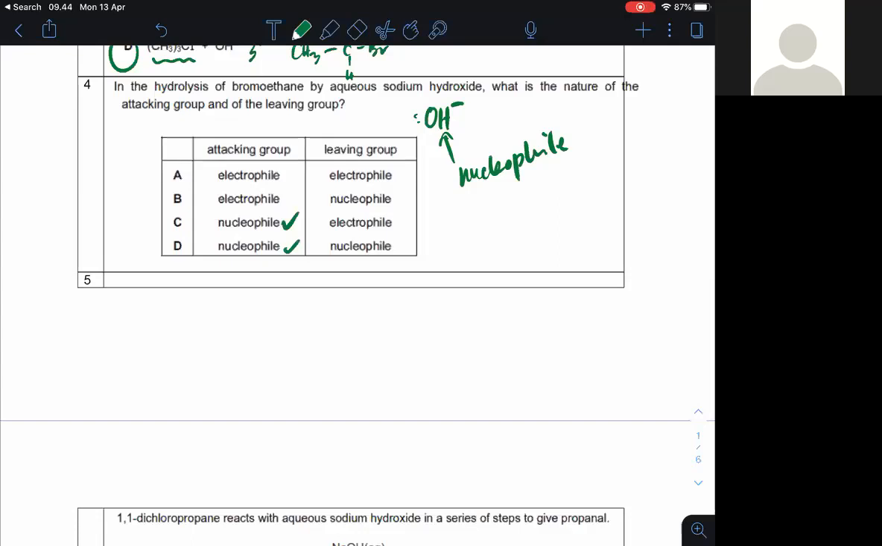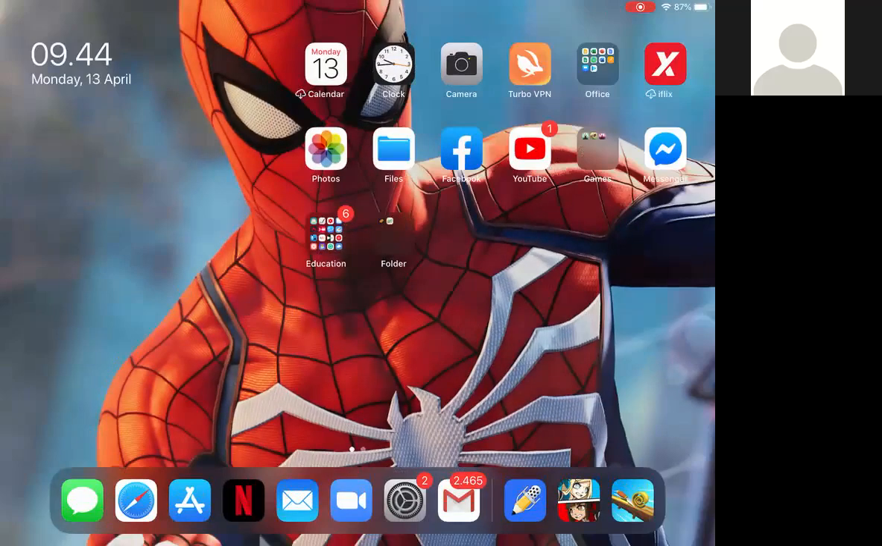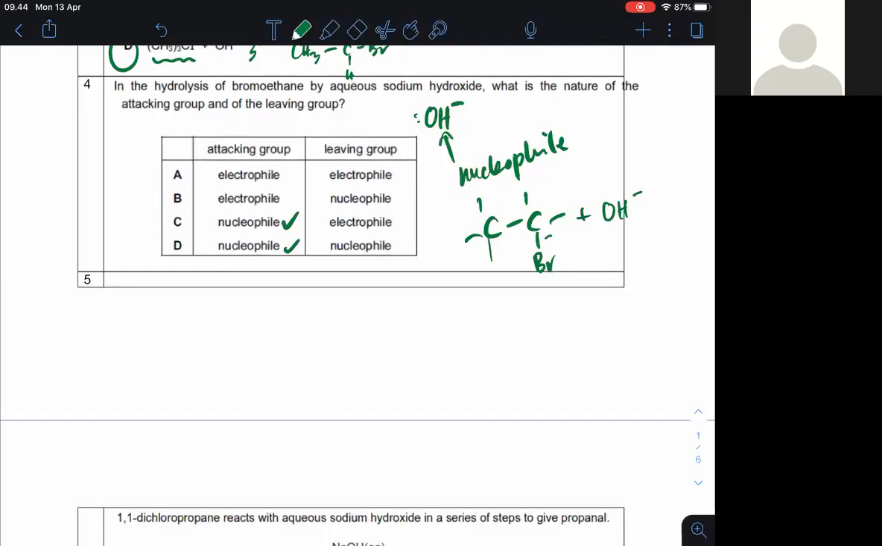But once you attack, you are going to get a carbocation, for example, if it is bromoethane. So if you have bromoethane, let's say this is Br. When I have OH minus, what's going to happen? If I put it in the form of a mechanism, delta negative, delta positive, this one will give you CH3CH2 plus, and then the OH minus will come and attack over here.